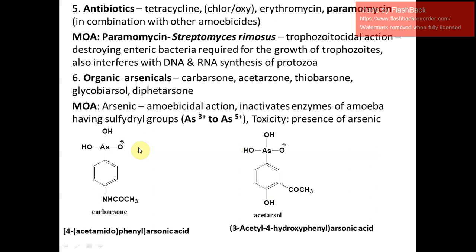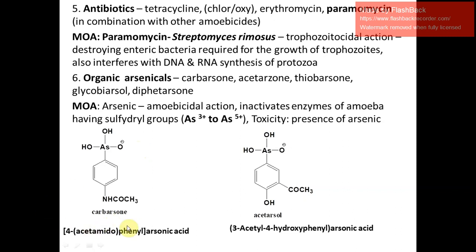How does it act? It will inactivate the enzymes of amoeba which have sulfhydryl groups in them. Wherever the enzymes of amoeba are, an enzyme is made up of amino acids, isn't it? It is proteinaceous in nature. So the sulfhydryl containing amino acids, like serine and cysteine, form a complex with the arsenic As3+, and in the arsenic complex the arsenic is then oxidized to As5+. Toxicity itself, as I've told you, is due to the presence of arsenic itself.